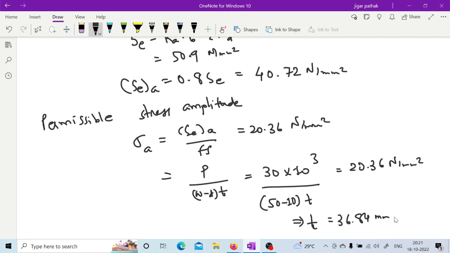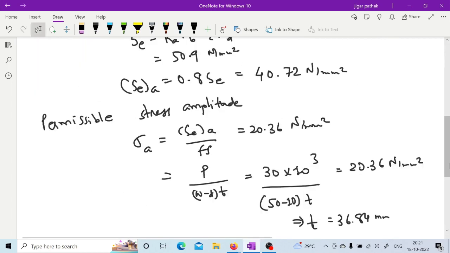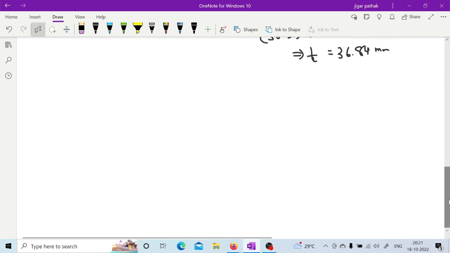Right, so this is how you get the thickness by considering all these factors. Now the next is the finite life problem. In order to do this finite life problem, what is first required is you have to have an idea.